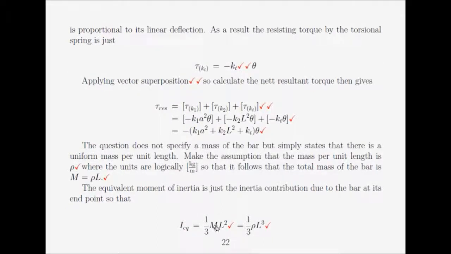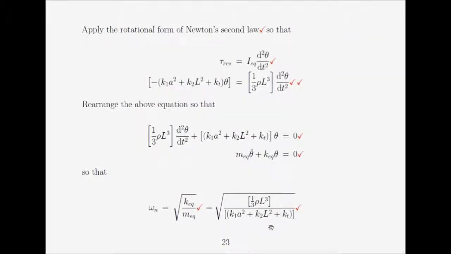So I equivalent is 1/3 ml squared, and then we put in our definition of mass per unit length. Rho is mass over length, and then we substitute it and get an answer. We apply the rotational form of Newton's second law. F is equal to ma for translational displacements, and for rotations, the resultant torque is I equivalent, theta double dot.